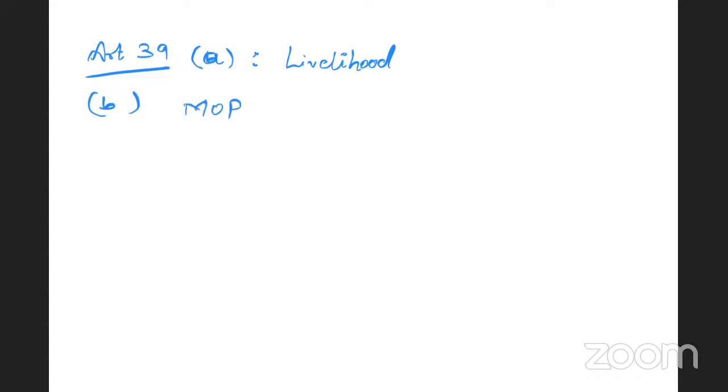Article 39 Clause B is very important. We had mentioned about this article in our fundamental rights. Why? We will discuss in subsequent lecture. So, Article 39 Clause B says that the ownership and control of material resources should be such that it promotes social good. Okay, this is in relation to Gandhi's idea of Sarvodaya.